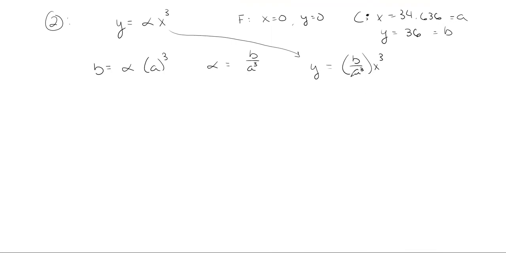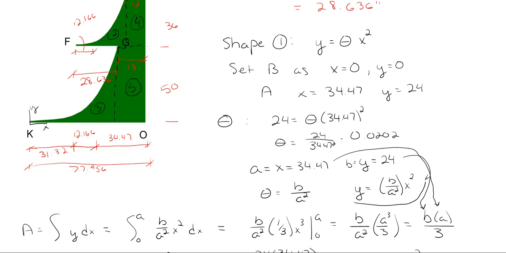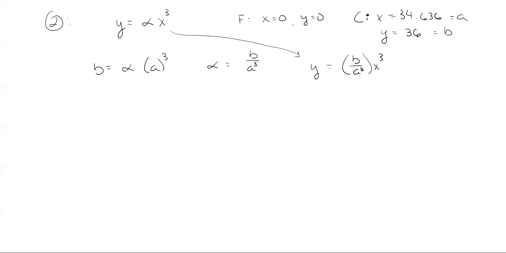Look kind of familiar to the previous one? It should be, it should be very similar, because look at the previous one. If we scroll down here just a little bit, we had y equals B over A squared, x squared. Now I have y equals B over A cubed, x cubed. So there's a little bit of a pattern forming here.